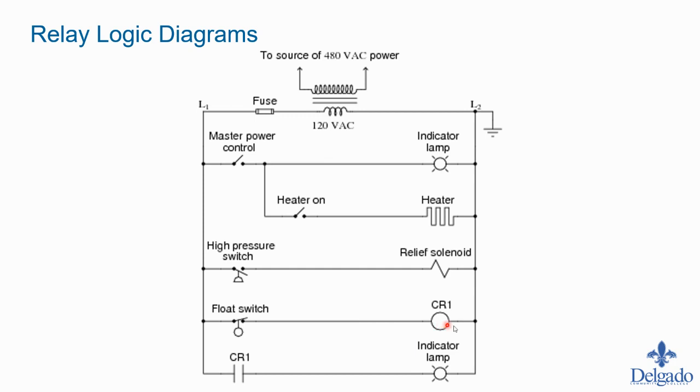And then we also know there's some kind of float switch. So we know there's some kind of level indicator, level switch out there, and we have a visual indicator to the operator that the tank is either at the right level or not. So we can make those assumptions just based on these few rungs in this relay logic diagram.